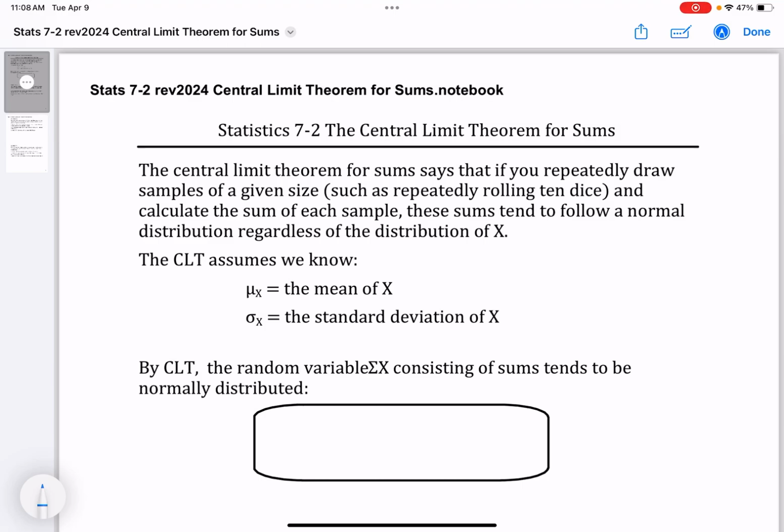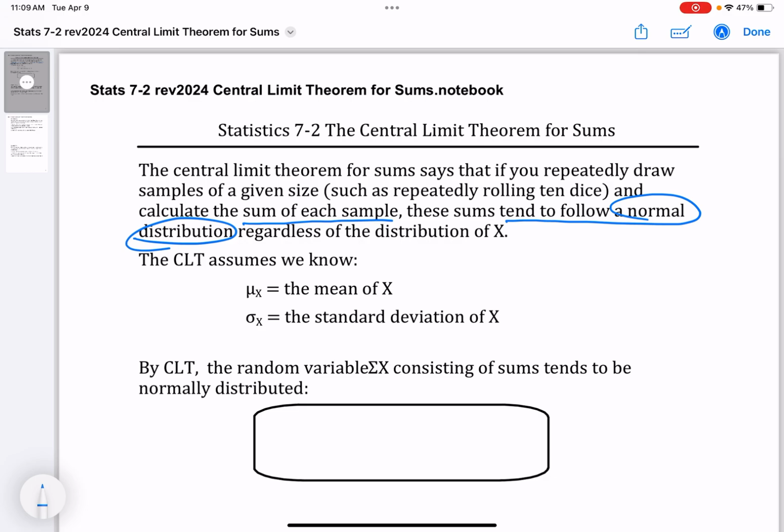Welcome back, everybody. We're going to be taking a look at Section 7.2, the central limit theorem for sums. The central limit theorem for sums says if we repeatedly draw samples of a certain size and calculate the sum of each sample, now yesterday we did the mean of each sample, today we're working on sums of the samples, the idea is that they tend to follow a normal distribution regardless of the distribution of our random variable x.